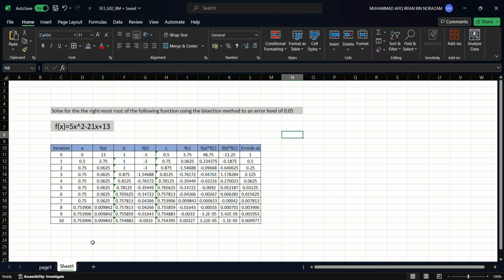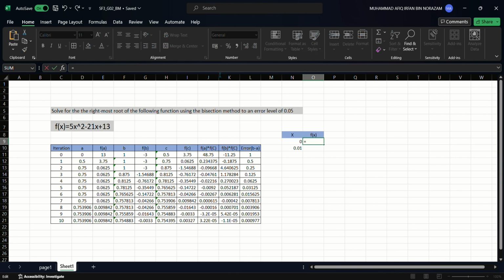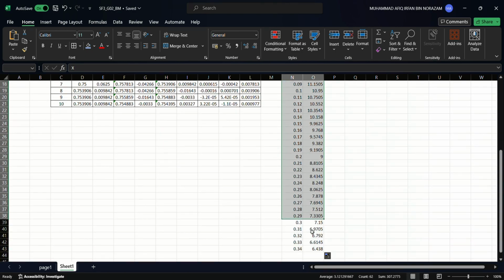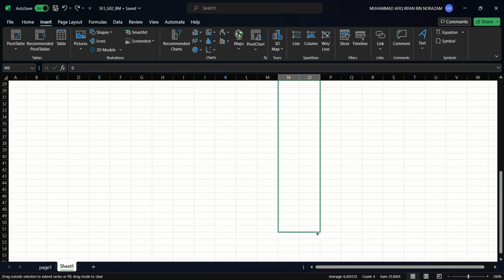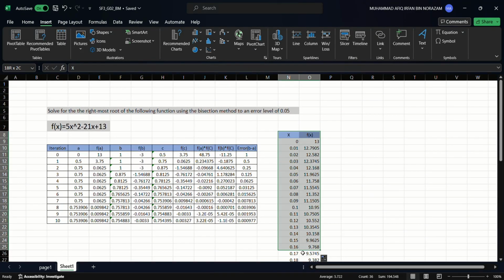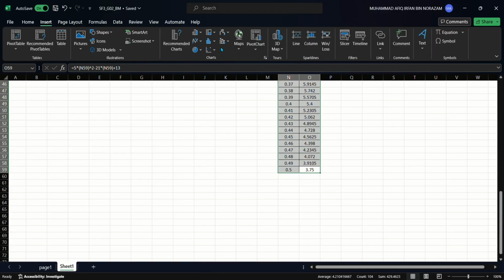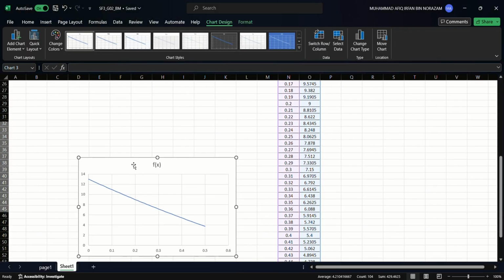So we made a table, and now is the way to make a graph. We just use x and f(x). For this also we use the quadratic equation, and you just put it in and you will get all the values that you need. Okay, so just go to Insert and make a graph.